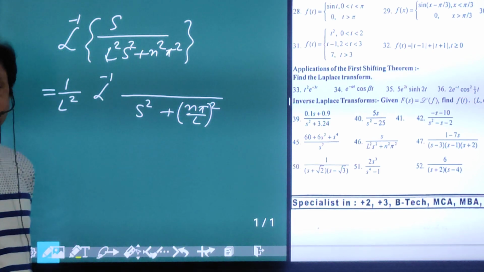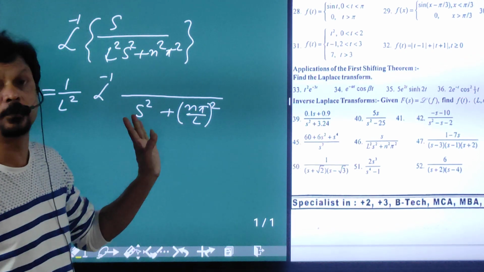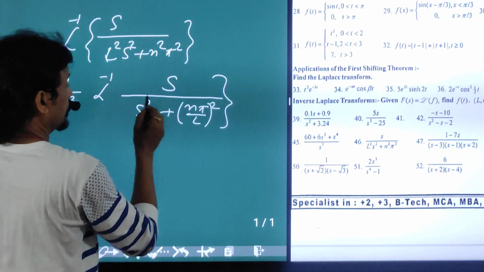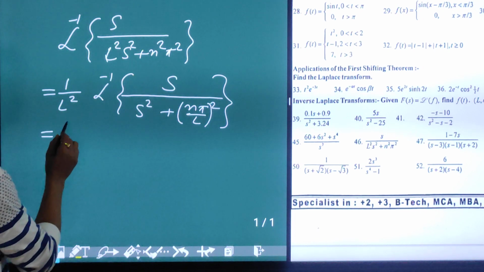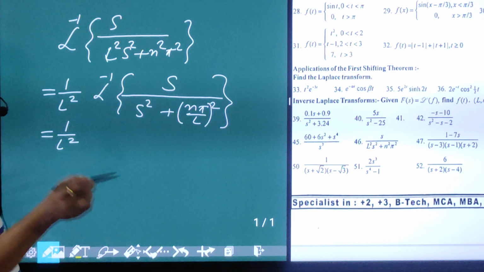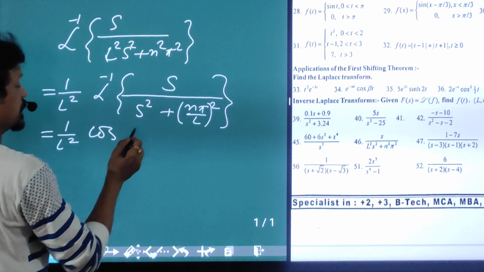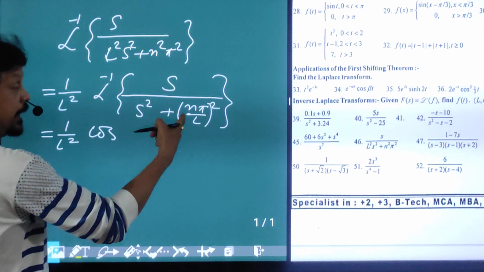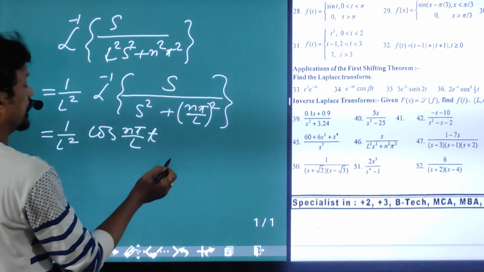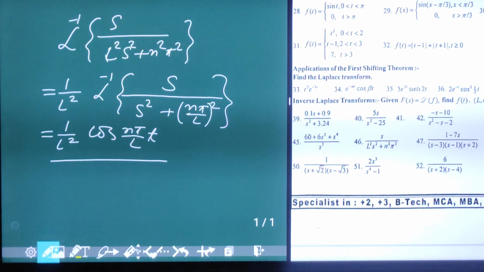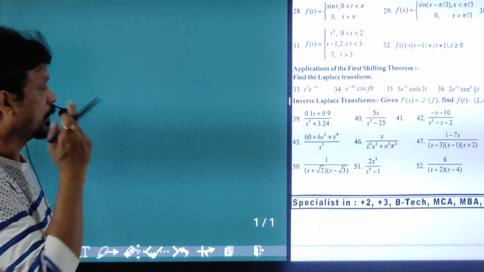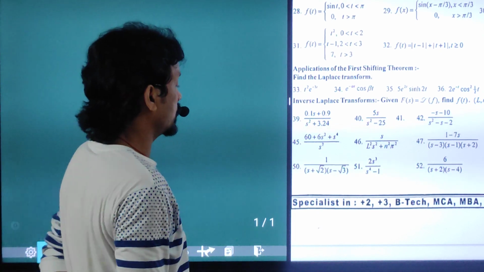So either in the denominator s will be present or n pi by L will be present. But already s is there. Okay. So 1 by L square, write the formula. S is there, so cos. Plus is there, so trigonometry. The argument is n pi by L into t. So this is the answer. Okay. So now, let us do another question.